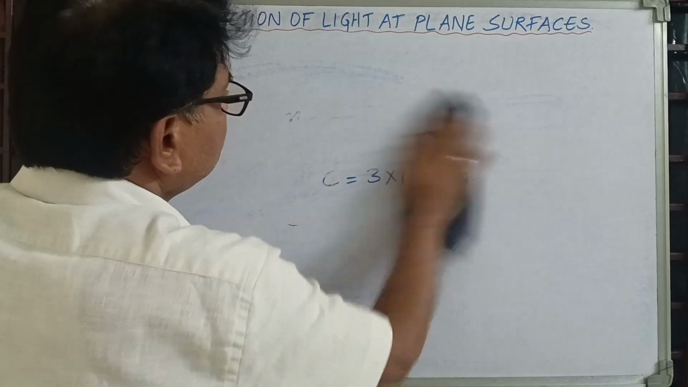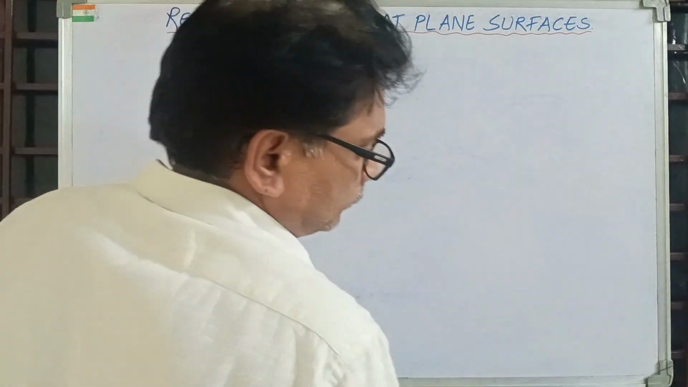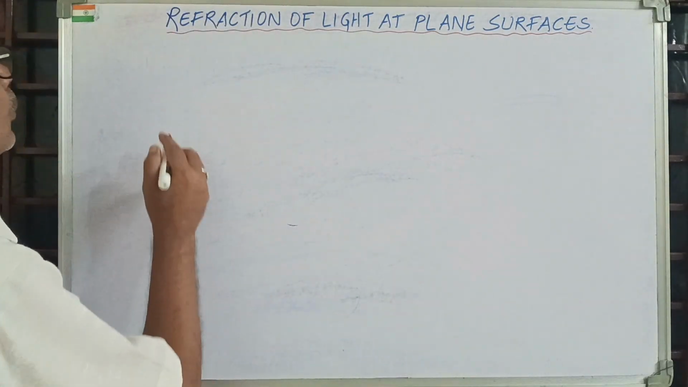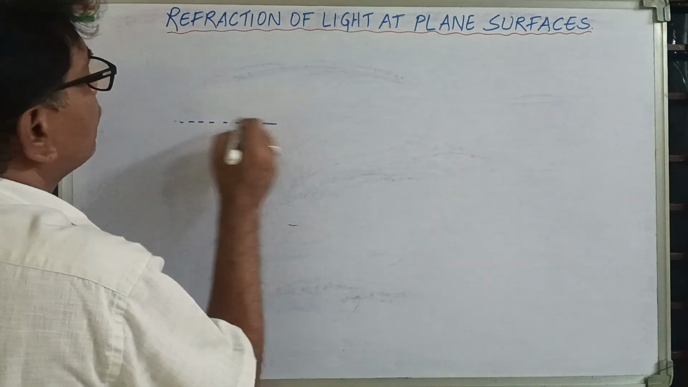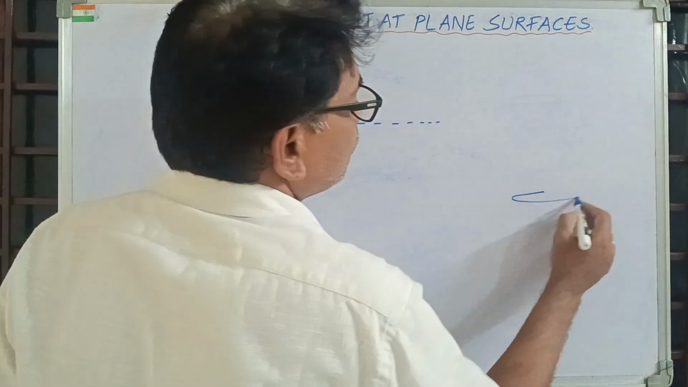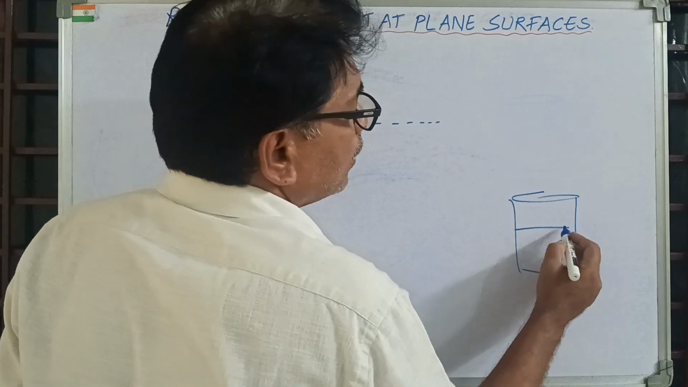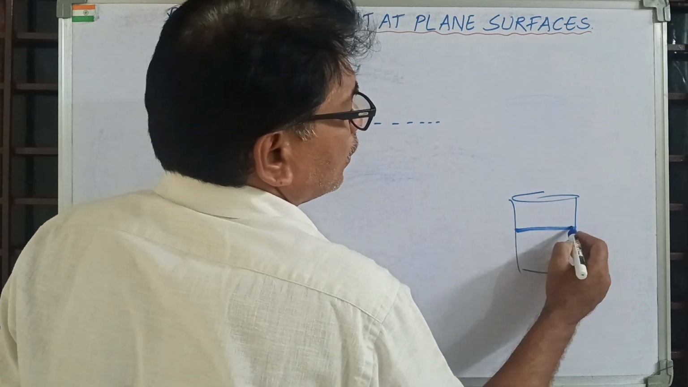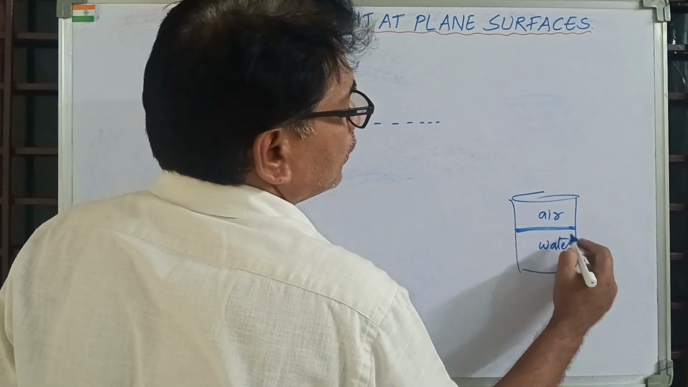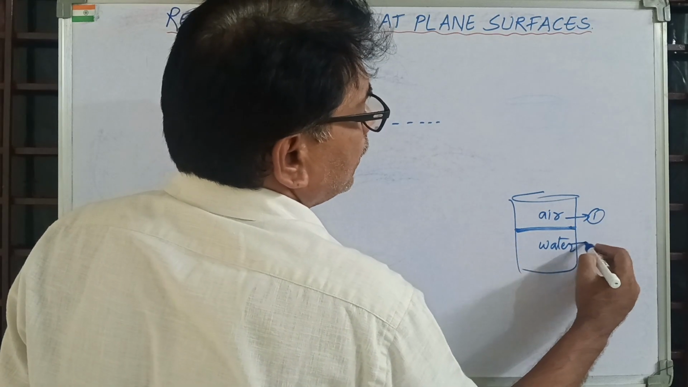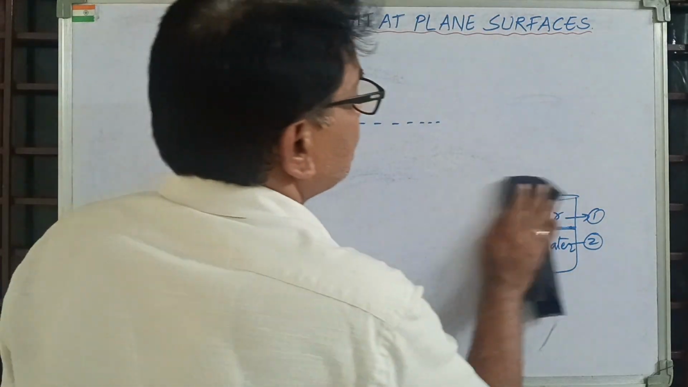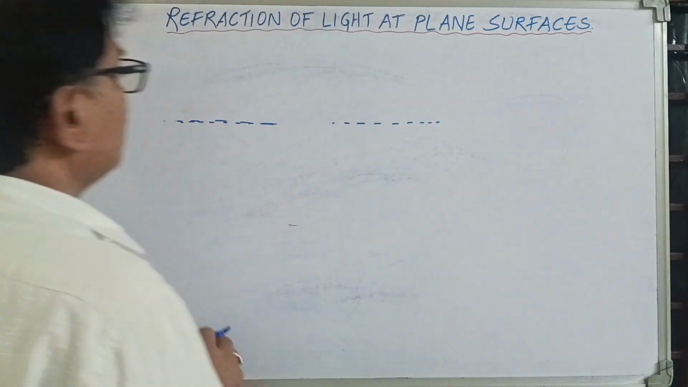Suppose I am taking a bucket full of water. This point is called the interface. Same way, this is called the interface. Suppose I took a bucket with water up to here. This point is called the interface. Above this, you find air. Below this, you find water. Therefore, these are two media. This is one medium and this is another medium. So that point is called the interface or partition.